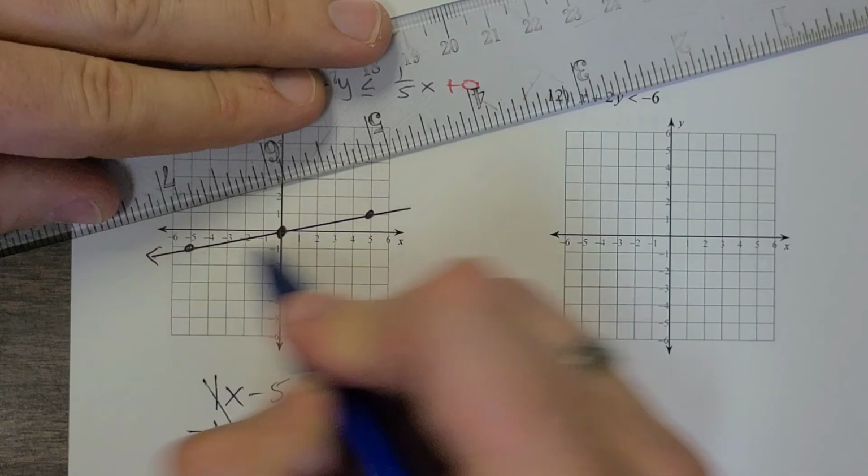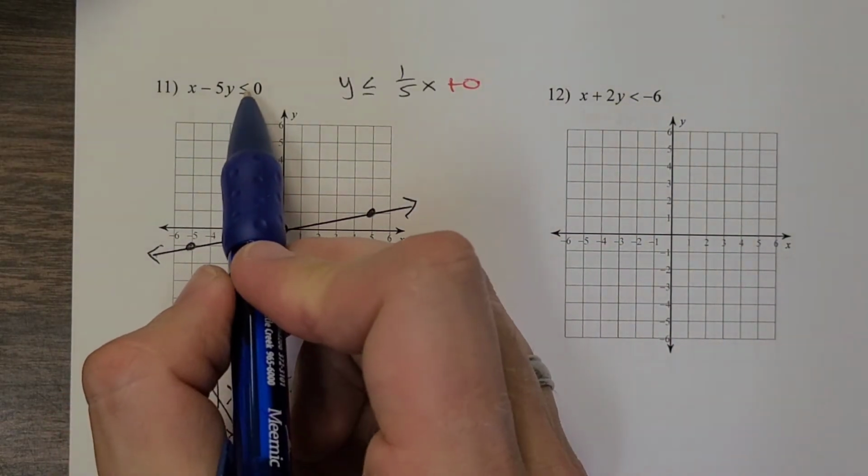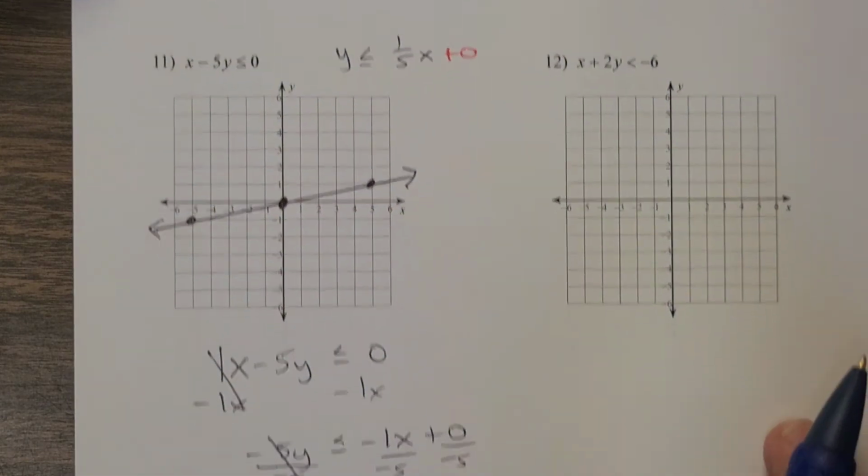Now, I just drew a solid line here. Let's go back and double check. Was that correct? Oh, yep. Less than or equal to. It's got the line underneath. There we go. All right.